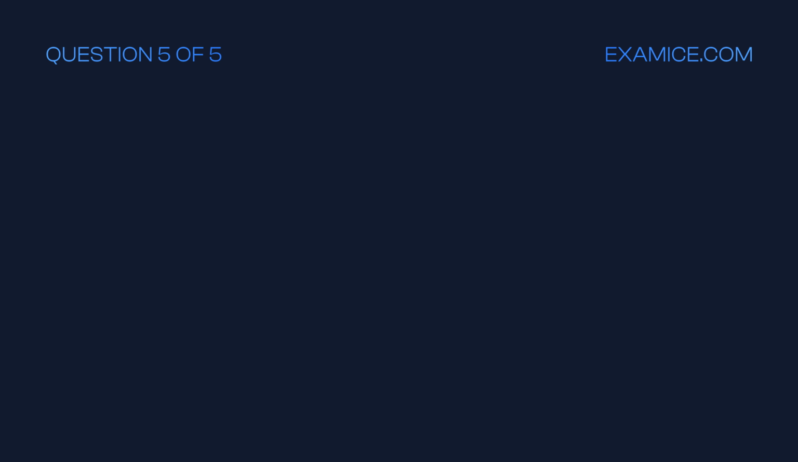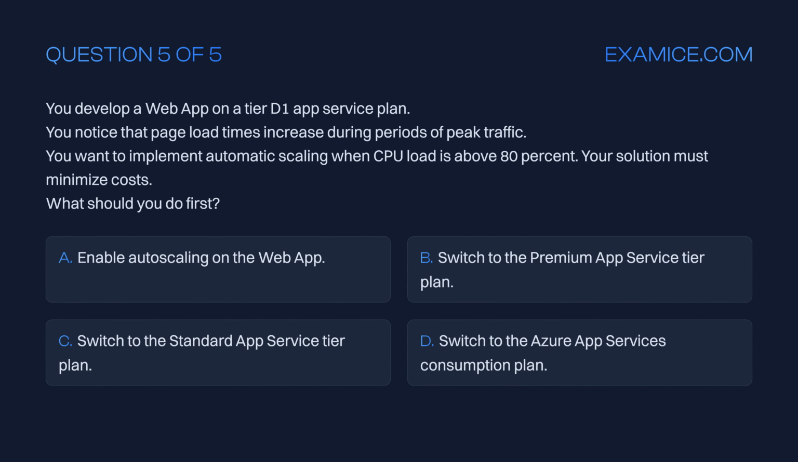Question 5. You develop a web app on a tier D1 app service plan. You notice that page load times increase during periods of peak traffic. You want to implement automatic scaling when CPU load is above 80%. Your solution must minimize costs. What should you do first?